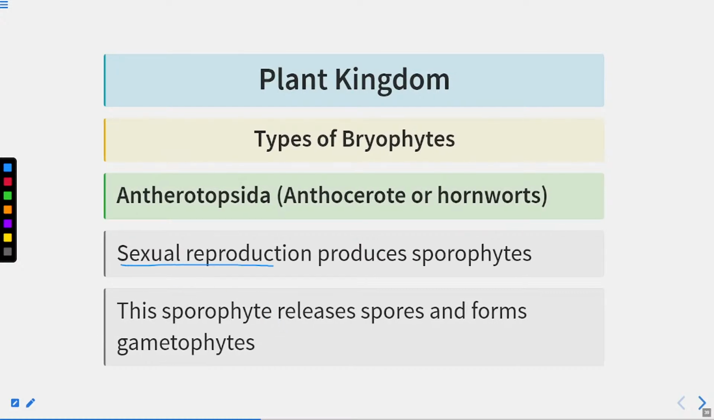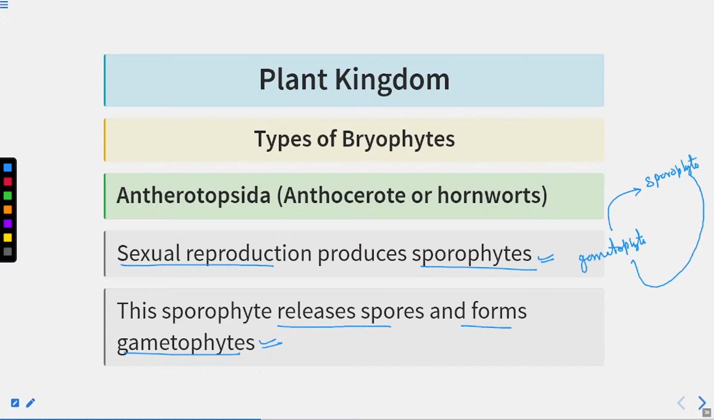And after the sexual reproduction, it produces the sporophytic structure. This sporophyte releases spores and forms the gametophyte. So again, this cycle is moving like this. The main plant body is the gametophyte. It gives rise to the sporophyte, and this sporophyte again gives rise to the gametophyte. But this gametophyte is the dominant phase of the plant, and the sporophyte is not dominant, but is quite dependent on the gametophyte, right?